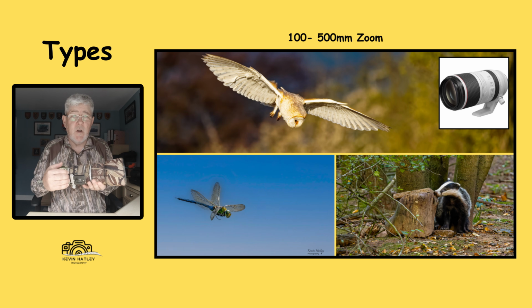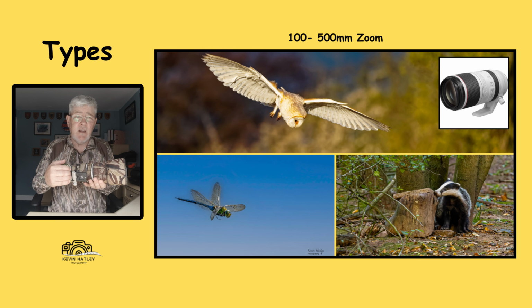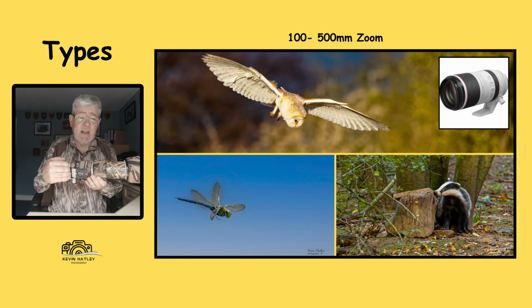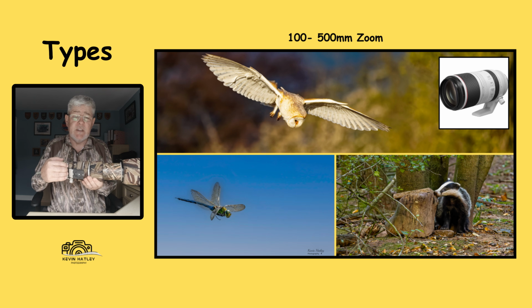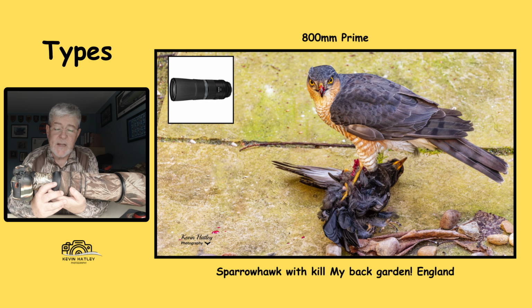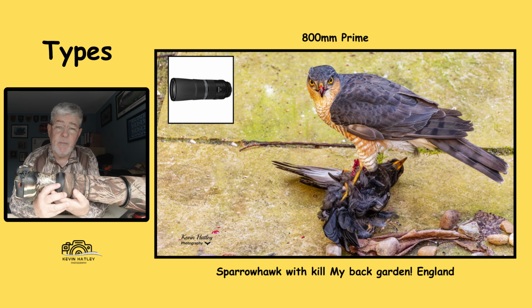This next lens is my 100 to 500mm f4.5 to f7.1 aperture lens. For me personally, this is my go-to lens. This is the one when I'm mobile and I'm walking about the countryside looking for wildlife opportunities. It covers the short and the medium range of telephoto lenses, and anything above 300mm is considered a long telephoto lens. So this is really my go-to lens. It's my favourite lens.